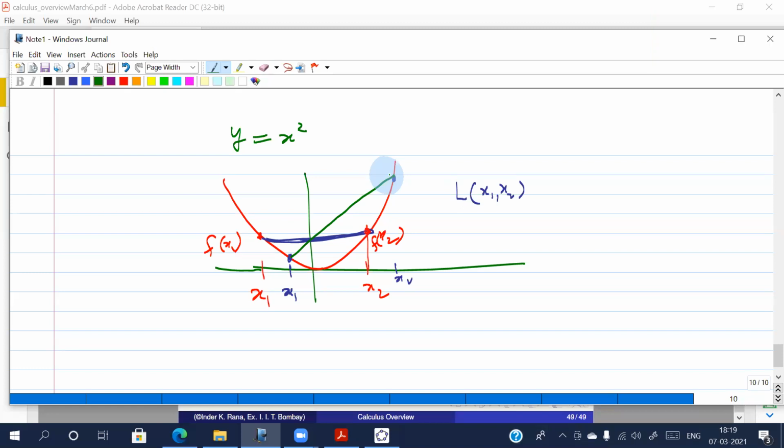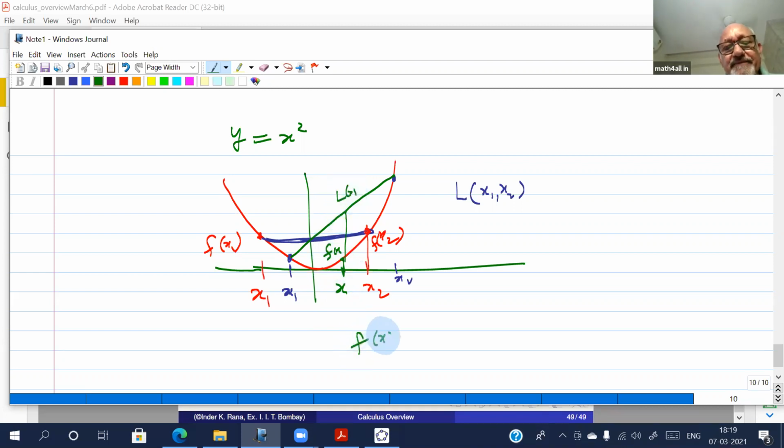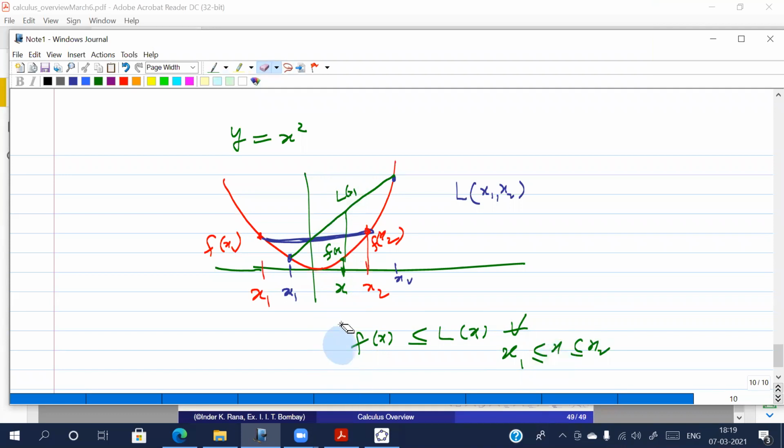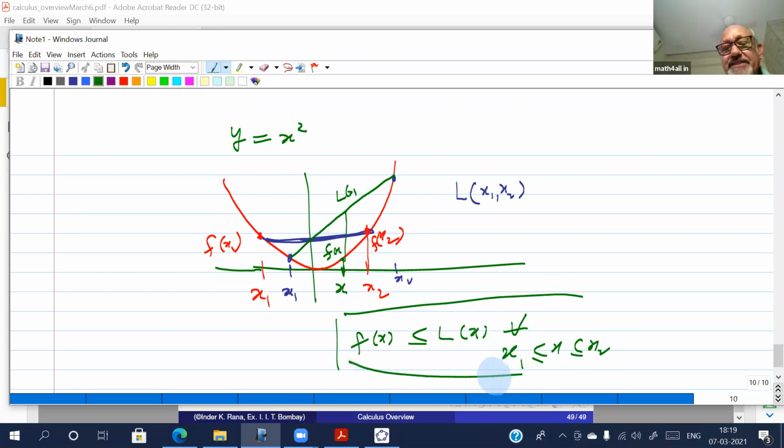Okay. So how do I capture this? The idea is, between x1 and x2, if I take a point x in between, this is the value f of x, and this is the value L of x. So f of x is always less than L of x, for every x1 less than or equal to x2, with x between x1 and x2. Is that okay? That is the property that defines a convex function. You don't need the derivative at all.